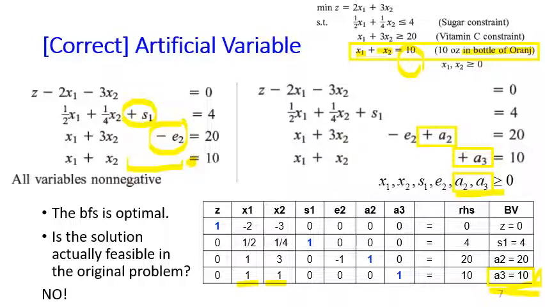Technically it's feasible, but it's not something that we want in the real world, right? You don't want to produce a bottle of soft drink, but then that bottle of soft drink contains nothing. So this is not correct. We want to prevent this from happening. We want to prevent having an artificial variable in our optimal solution. So let's see how we can do that.